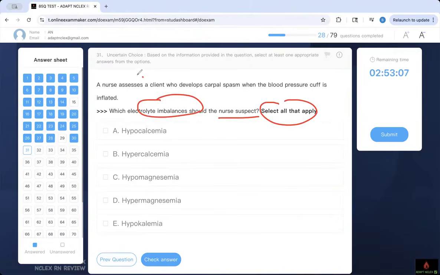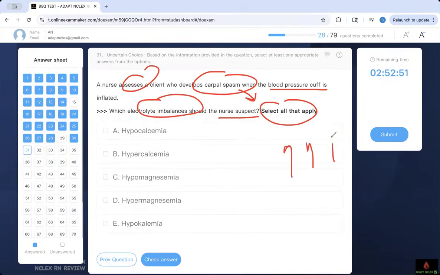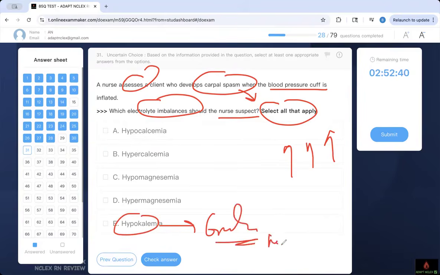Why? The nurse did the assessment for what? Carpopedal spasm. When? Blood pressure cuff. Those are my buzzwords. And I picked this. I said carpopedal spasm. What causes that? Something is going down. And I know there are only 2 electrolytes that can cause spasm. Hypokalemia, mostly on your cardiac aspect, can cause muscle spasm, but not when you inflate your what? Blood pressure cuff.